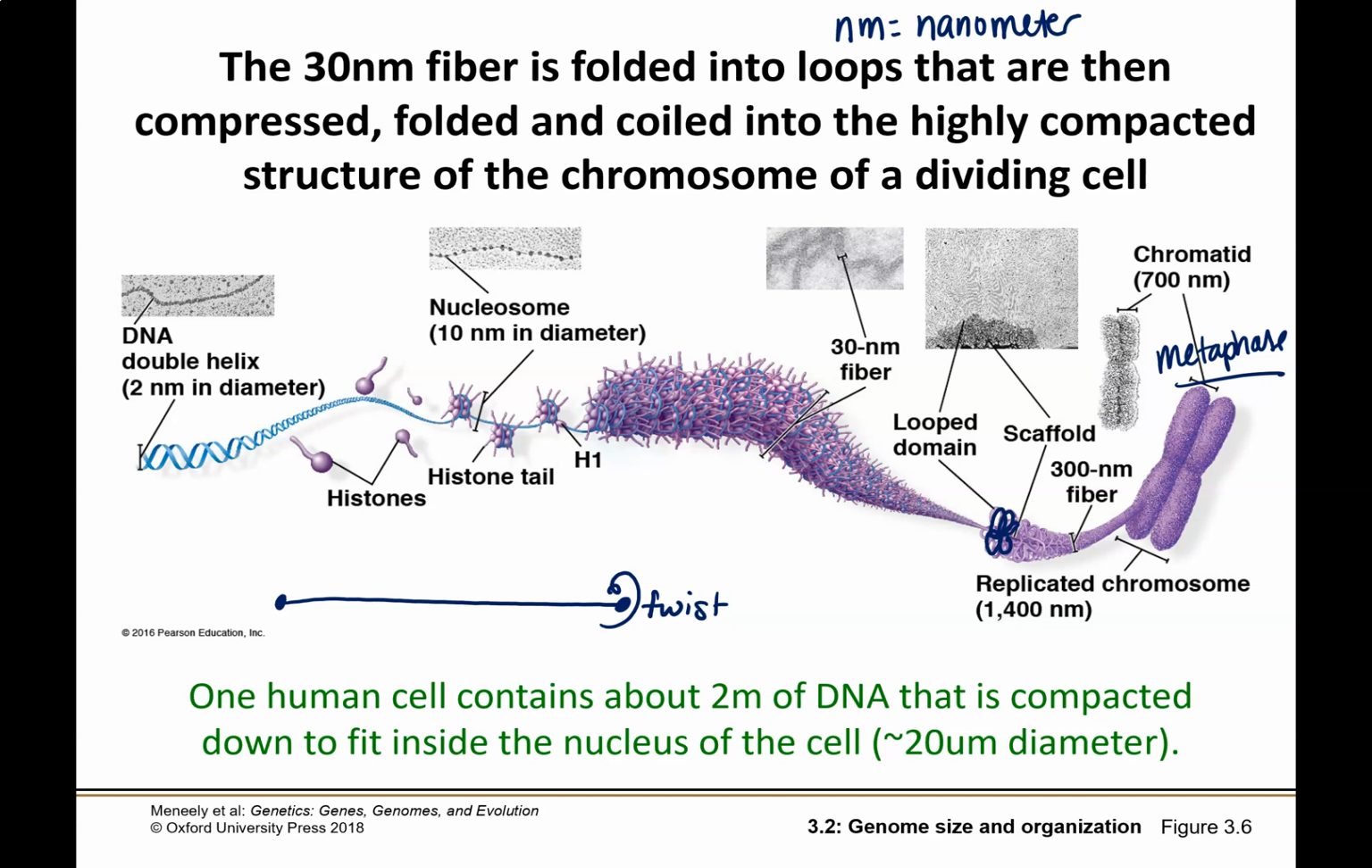Now, this packing is important because each of our human cells has about 2 meters of DNA. So if we stretched out all of our chromosomes and laid them end to end, it would be 2 meters. That's about 6 feet. And each of our cells contains all of that information that is compacted into the nucleus of the cell. So that is how important all of this folding and wrapping and twisting is for our genome.